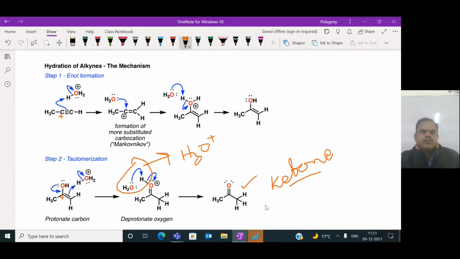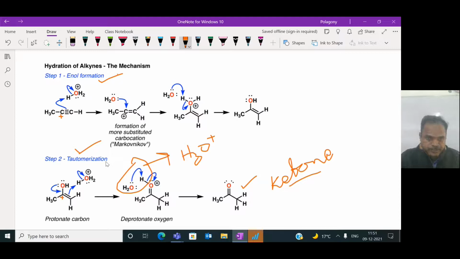So finally, what we can tell from this mechanism is that when alkynes are subject to hydration, step 1 is enol formation, and step 2 is tautomerism. So two steps are present: enol formation, which gives an alcohol with a double bond, and tautomerism.